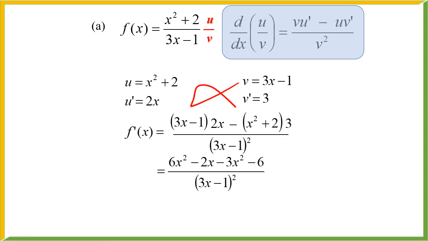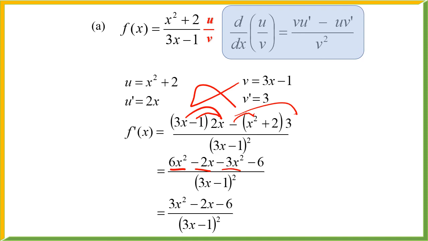Now simplify the numerator. What do we have for the numerator? It's equal to 3x multiplied by 2x is equal to 6x squared. Negative 1 multiplied by 2x, negative 2x, and negative x squared multiplied by 3 is negative 3x squared, and negative of 2 multiplied by 3 is negative 6. So simplify the top one, 6x squared minus 3x squared will be 3x squared, minus 2x minus 6 divided by 3x minus 1 all square. You don't have to expand the numerator, so this is the simple form for the numerator.